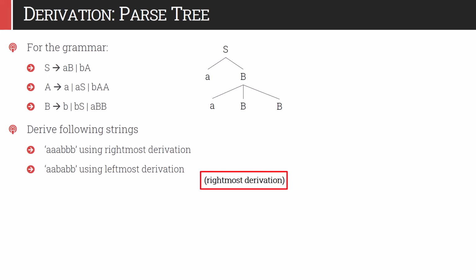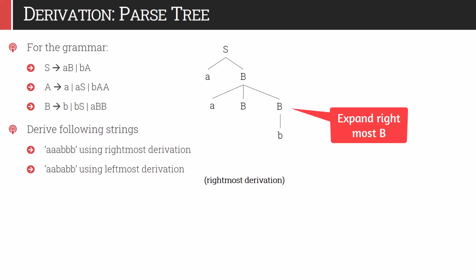Right now we are dealing with rightmost derivation. So the rightmost non-terminal should be expanded first. So at the end of the string, I want small b. So the last B I will replace by b. Now we have to expand the previous B.